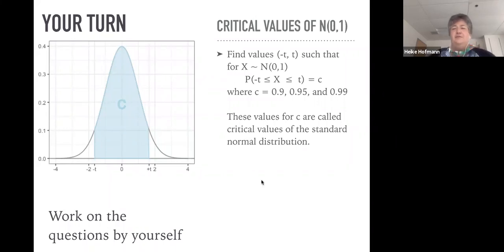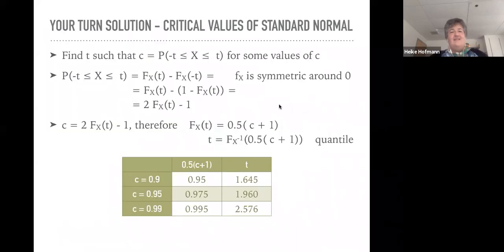Did you find values for t? Do you know those values by heart? Okay, so these are the kind of values that you will, after a while, know by heart. So how do we get to those values?